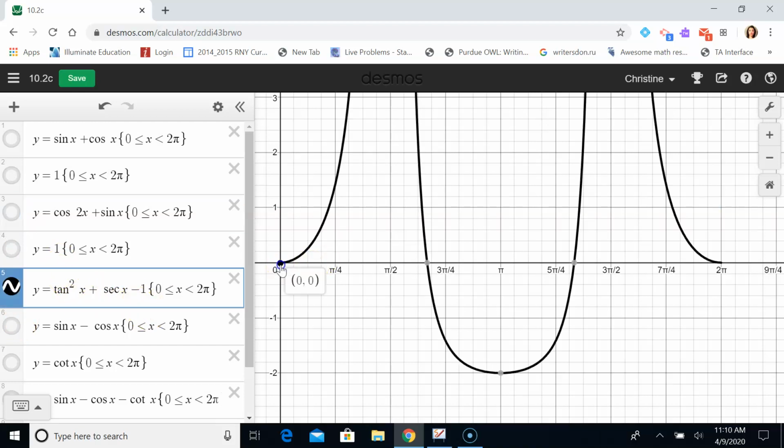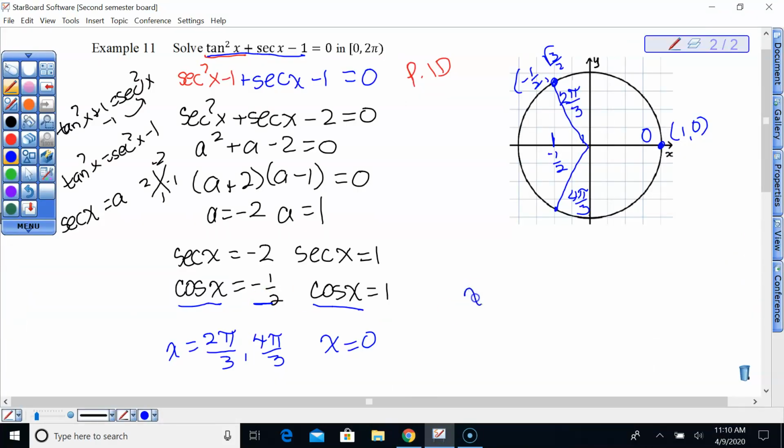And you're looking for your intersections here at 0, 2 pi over 3, and 4 pi over 3. Not including 2 pi because 2 pi is restricted from our interval. And so we'll keep all our solutions. So x equals 0, 2 pi over 3, and 4 pi over 3. And there you go.